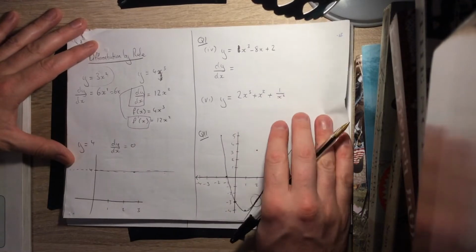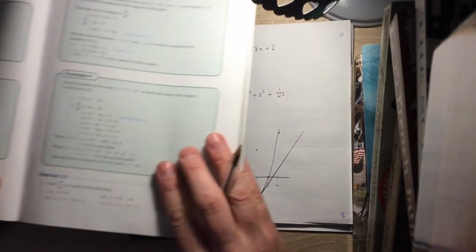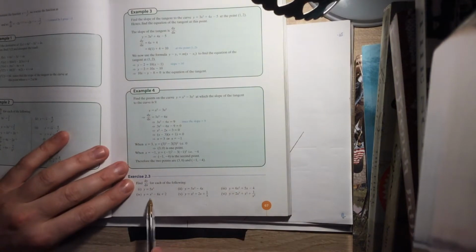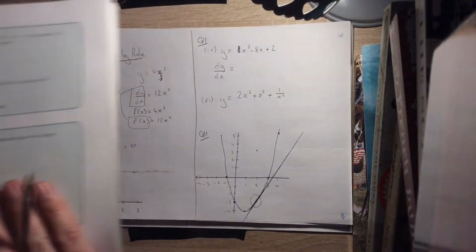So looking at question 1, part 4 and part 6 is what we're going to look at here. This one here, x cubed minus 8x squared plus 2. And this one here, 2x cubed plus x squared plus 1 over x squared.